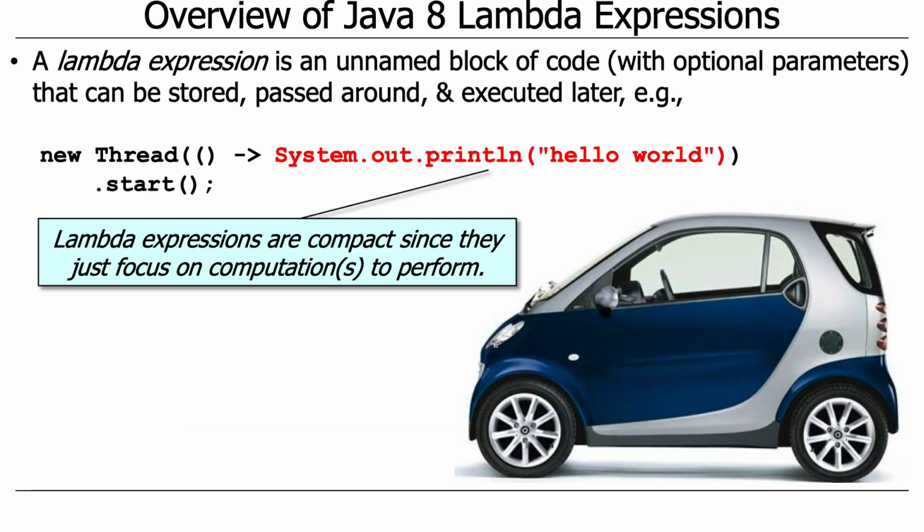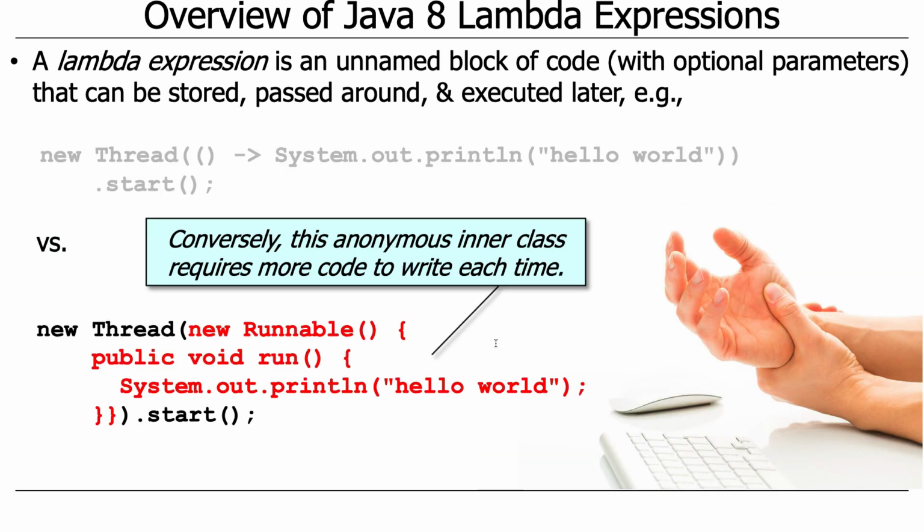Lambda expressions are really nice because they're very compact, and they only focus on the computation or computations that you want to perform. They don't have much, if any, extraneous syntax. Well, what are we comparing that to? What's the baseline for comparison? Well, here's the baseline for comparison.